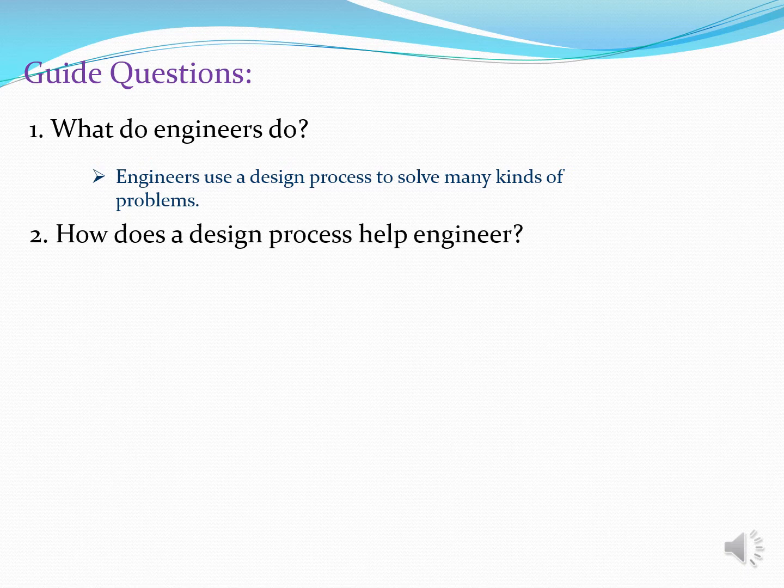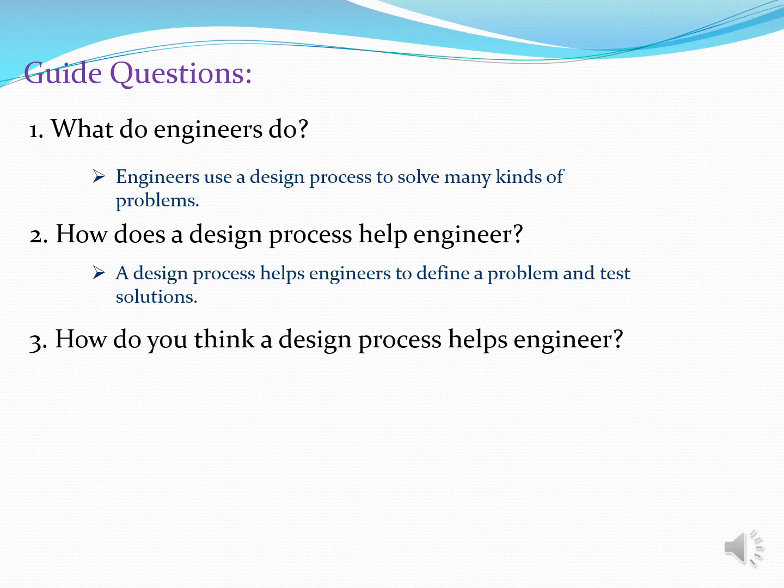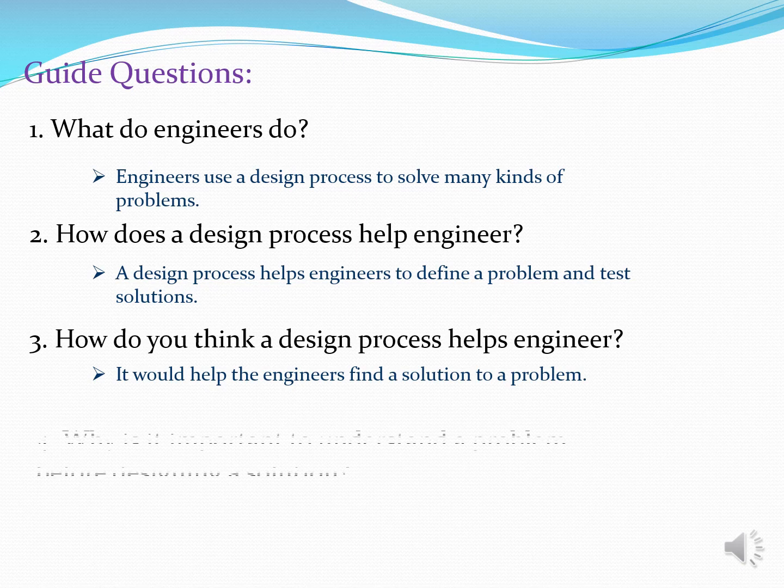How does a design process help engineers? A design process helps engineers to define a problem and test solutions. Through design process, they can pinpoint which areas of the project can cause problem in the future, and they will have to find a way to solve it to prevent it from happening. How do you think a design process helps engineers? Design process help engineers find a solution to a problem.